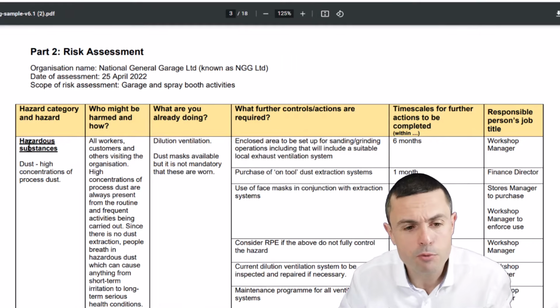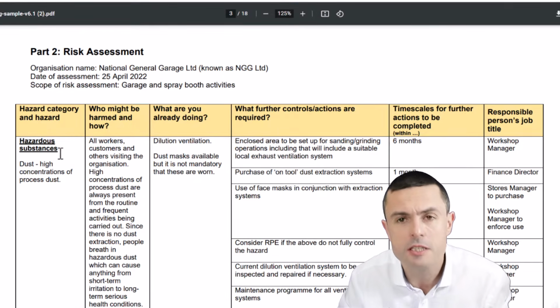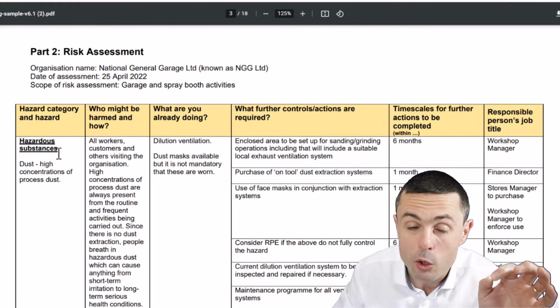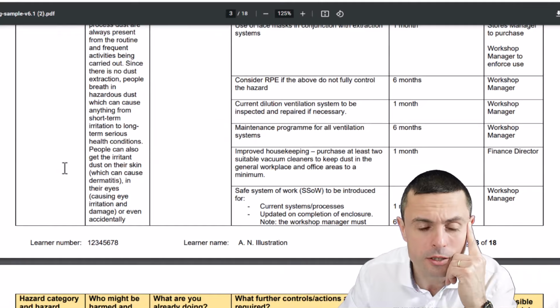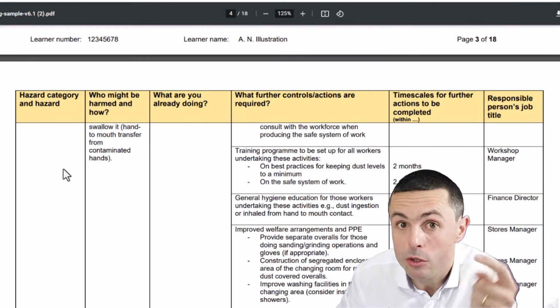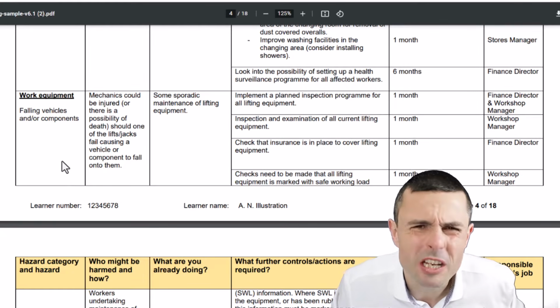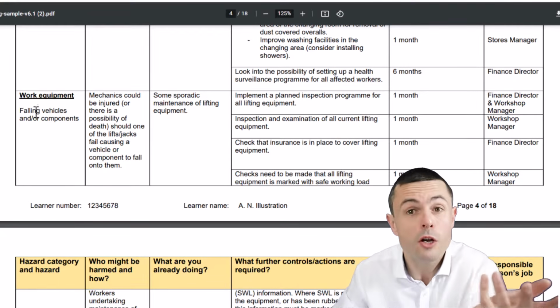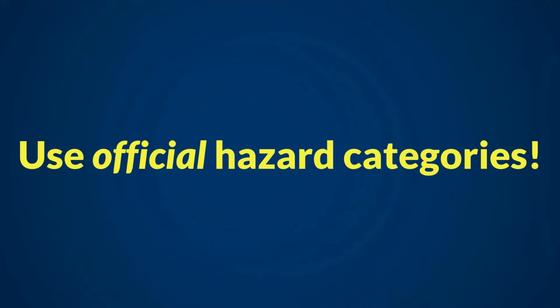Notice how they have put the hazard category at the top of each section there, hazardous substances, and that is the correct name, by the way. Don't go making up your own categories. Don't go making up things like ergonomics. That's not a hazard category. Work-related upper limb disorders would be the correct one for that. Work equipment. Don't put machinery. Don't put plant and machinery. Look, they've put work equipment because that is the official hazard category. If you don't know what the hazard categories are, check your guidance document, check your course materials. There's a table of all the hazard categories.